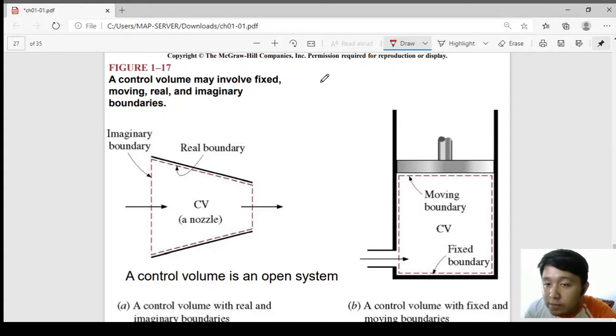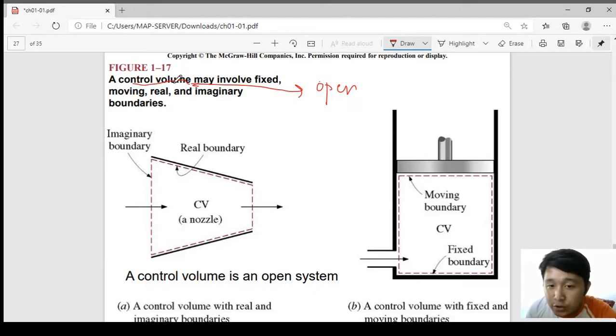So, we have open and closed systems, right? So the open system is also called control volume. The closed system is called control mass. So when we say control mass, its mass is controlled. Because in a closed system, what is its mass? Mass is constant because there is no flow of mass.